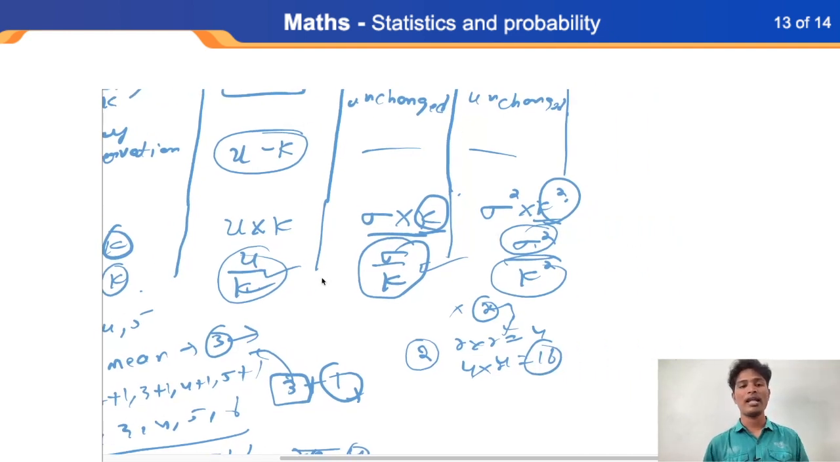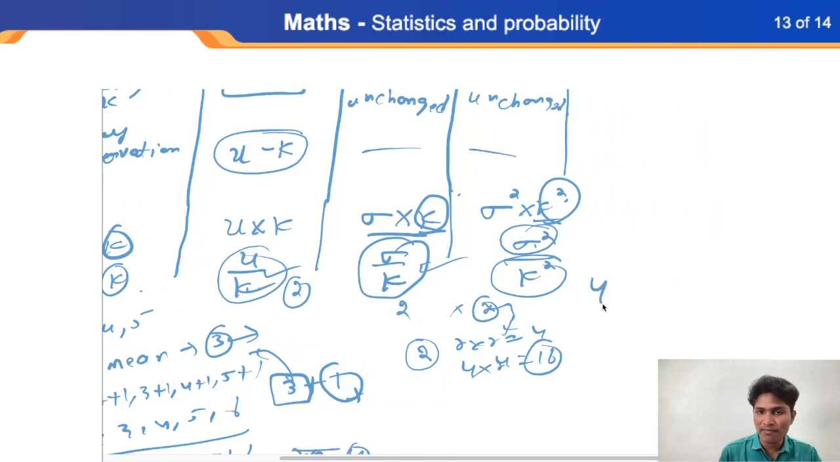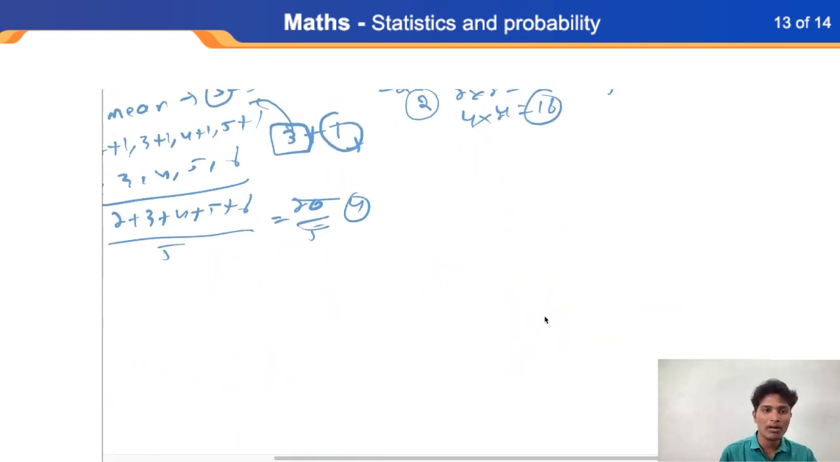Suppose I take an example: if the original mean is 2, the standard deviation is 2 and the variance is 4, and I divide every observation by 2, the mean will change to 2 by 2, the standard deviation to 2 by 2, and the variance to 4 by 2 square. So it will be 1, 1, 1. So this much amount the mean, standard deviation and variance are changing. This is an important table, you can understand.